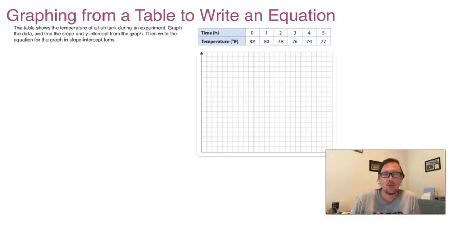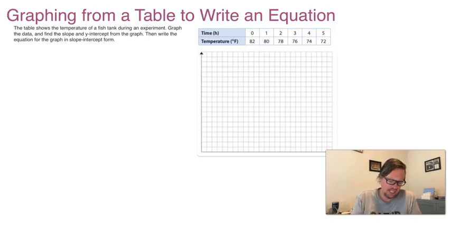Our goal here is to get the graph on our quadrant here. We've just got the first quadrant because all of our values are positive. So we need to get the graph into the first quadrant. And then we need to find the slope and the y-intercept and write the equation in slope-intercept form.